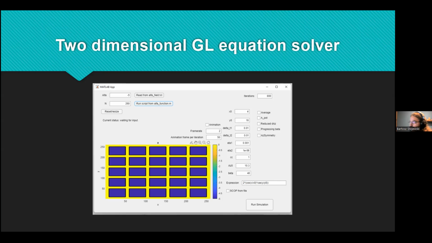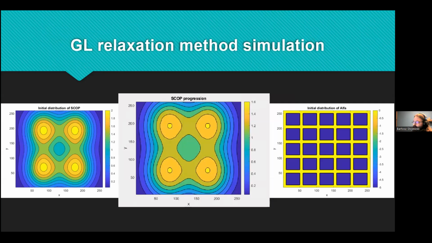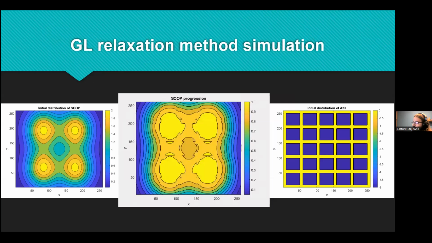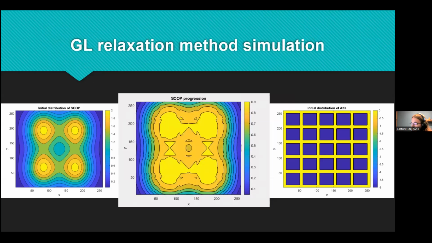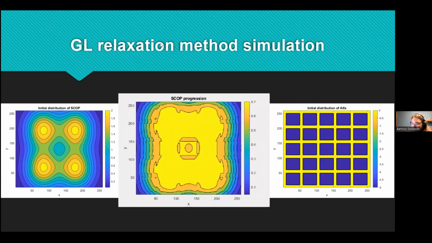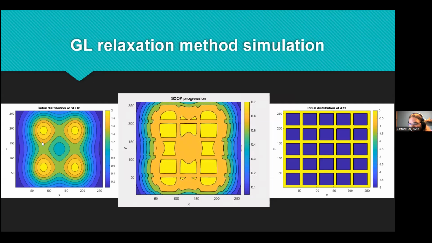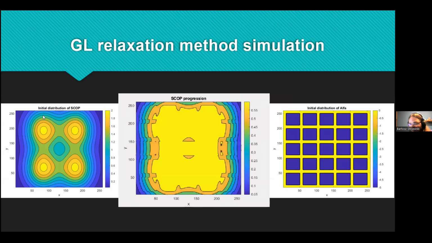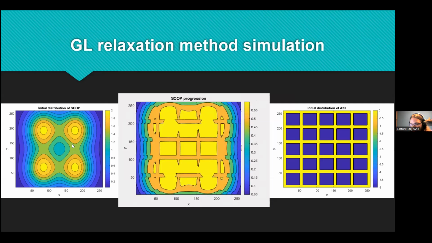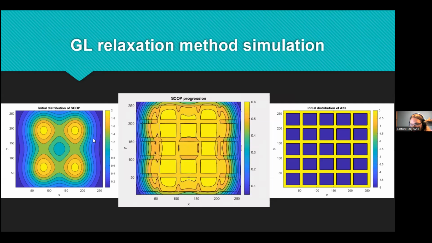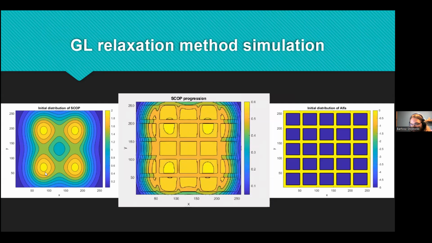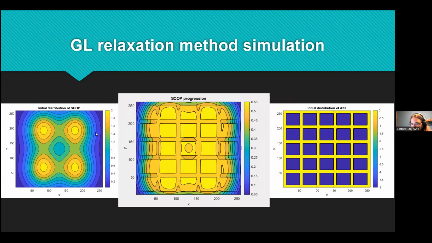On this slide, we can see how the initial SCOP progresses over the time of our simulation. On the left, the static image presents our initial distribution of SCOP, which in this case is our 4 Gaussian peaks.